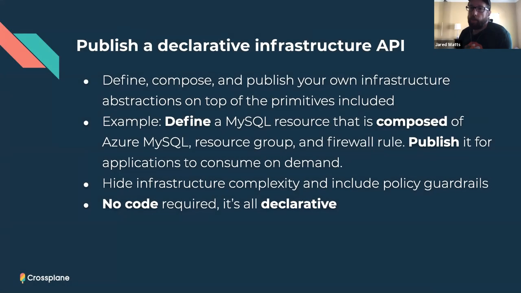Now, the second feature area is kind of a new one for us, and I think this is where some of the power of the Crossplane project starts coming up. It's about publishing your own infrastructure APIs. As an infrastructure operator or infrastructure owner, you need to be a little bit opinionated about what infrastructure means in your environment. Crossplane allows you to define what Postgres means in your environment, and what that is composed of.